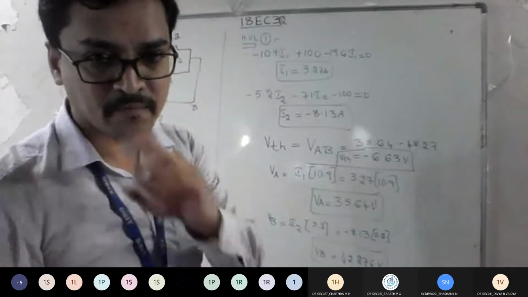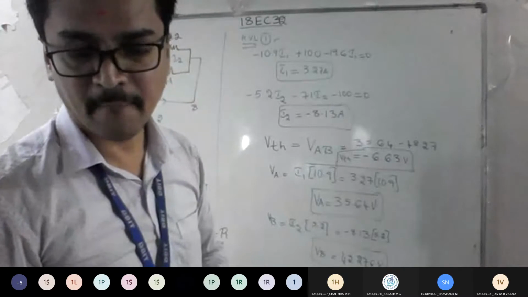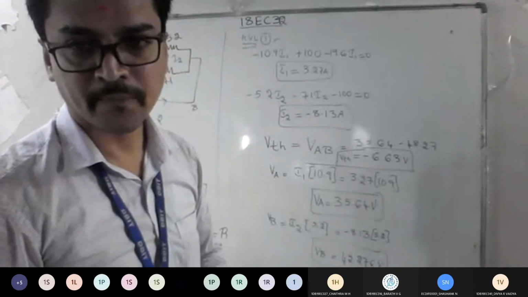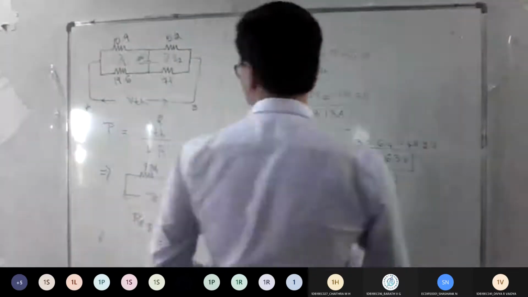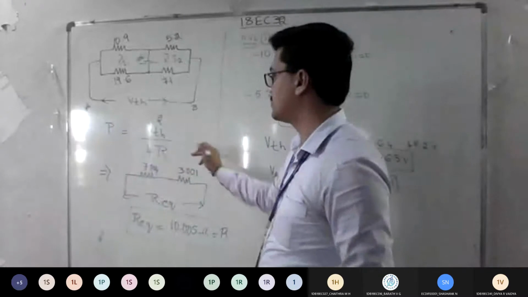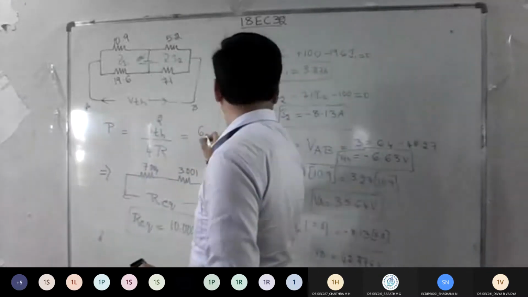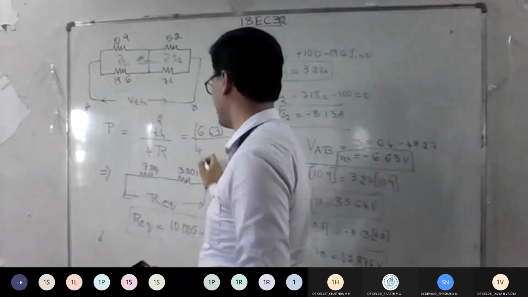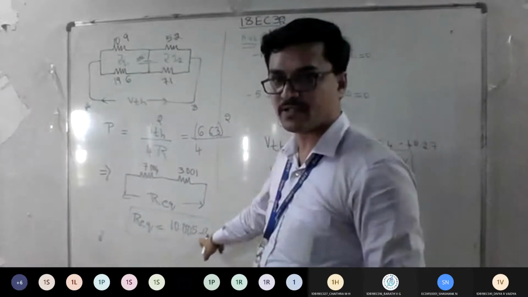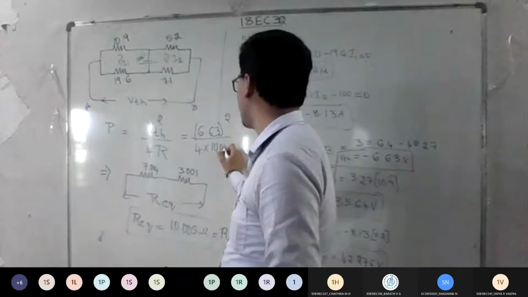Any doubts anyone? To find the value of VTH and R equivalent? Now get me the answer of power. I hope you remember the formula, it's on the board. So the formula is VTH square, and just now we got the answer as 6.63, whole square, divided by 4 into R. Our R answer you got earlier as 10.005, right? So multiply that and tell me what's the answer.